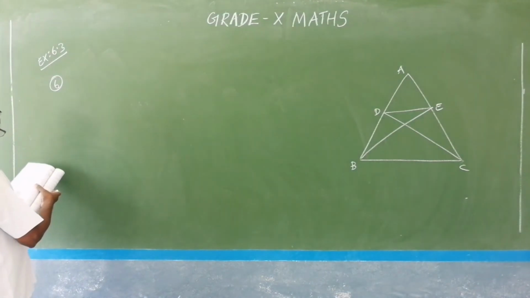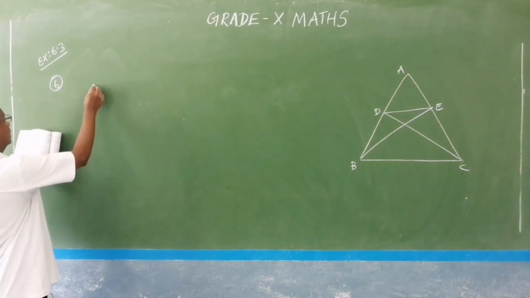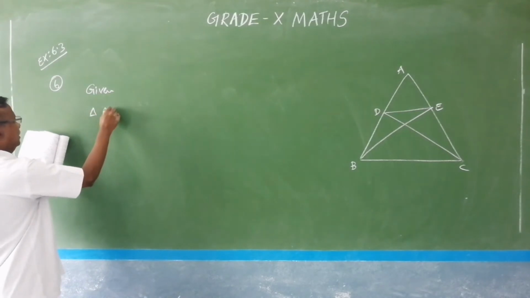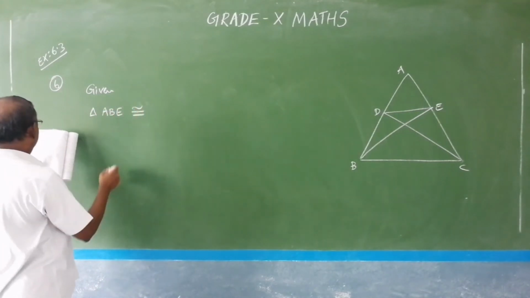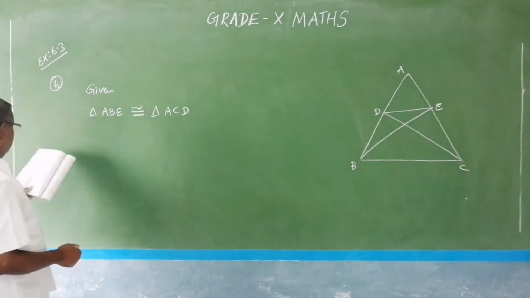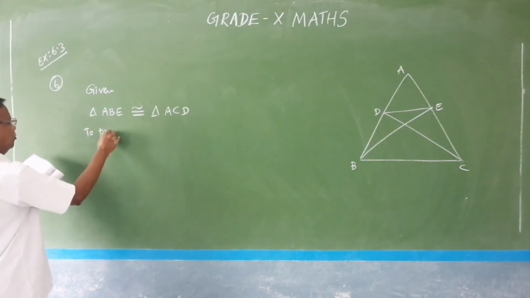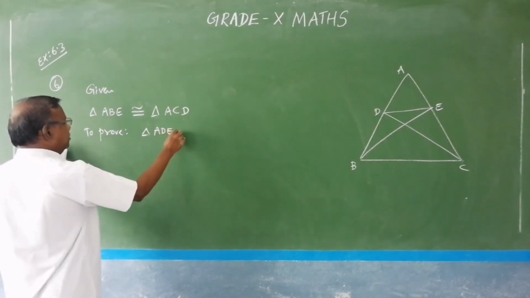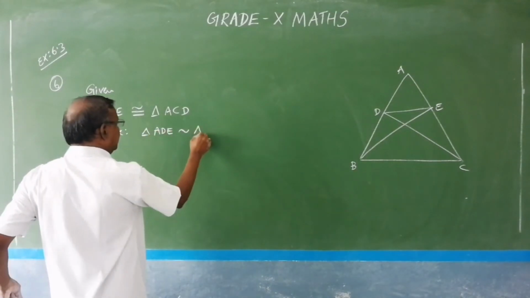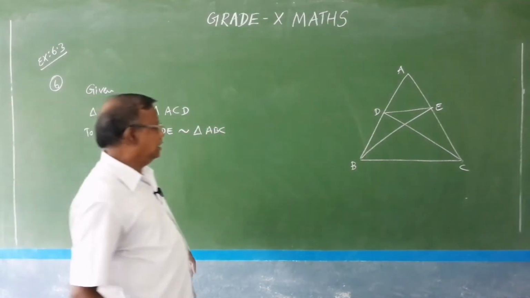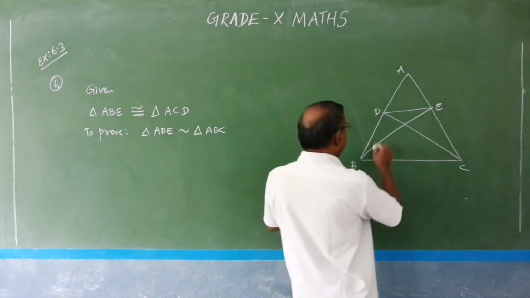Question number 6. Given triangle ABE congruent to triangle ACD. We have to prove triangle ADE similar to triangle ABC. They have given a condition, that is triangle ABE.